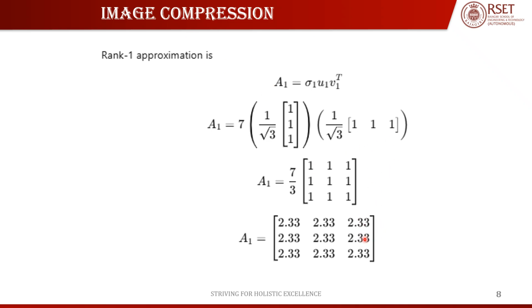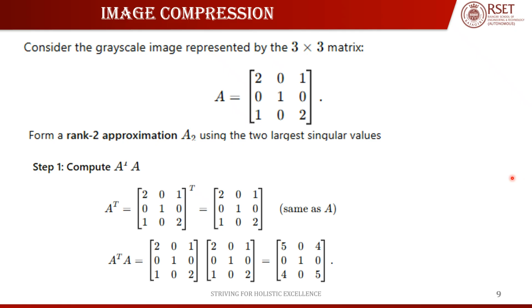Now let's see one more problem. Here we are asked to consider the grayscale image represented by the 3 by 3 matrix A equal to 2, 0, 1, 0, 1, 0, 1, 0, 2, and form a rank 2 approximation A2 using the two largest singular values. That is your question.